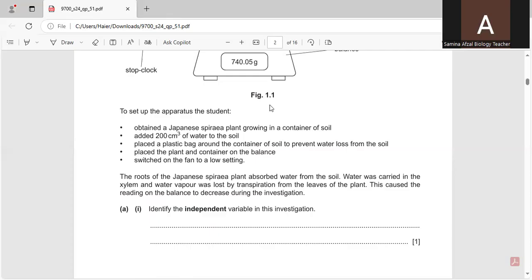So identify the independent variable in this case. The independent variable was wind speed, due to which the rate of transpiration was changed, as the rate of transpiration was the dependent variable. So the independent variable is the wind speed.